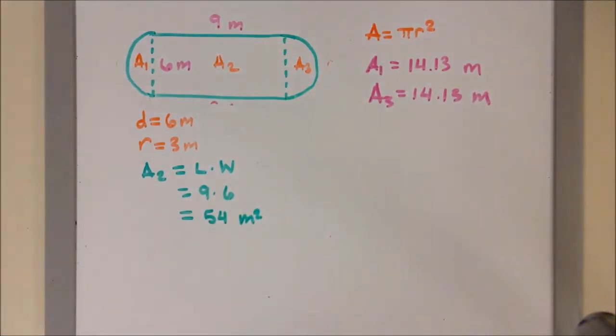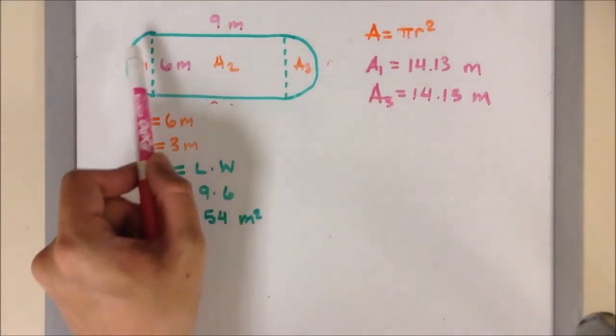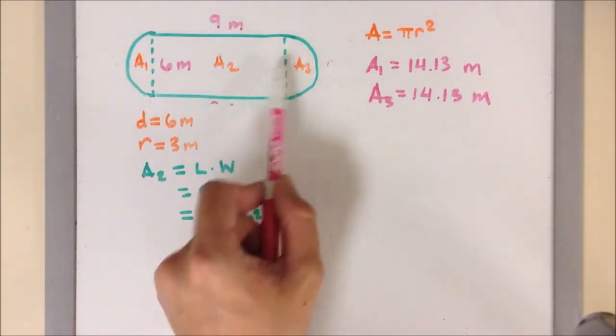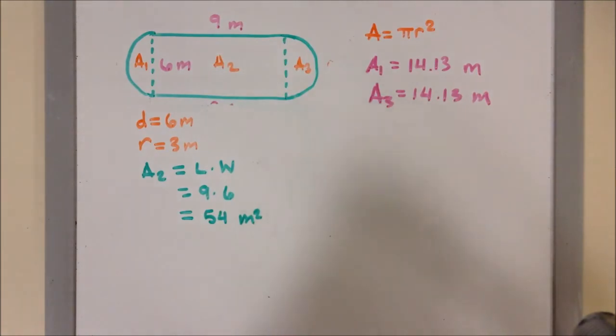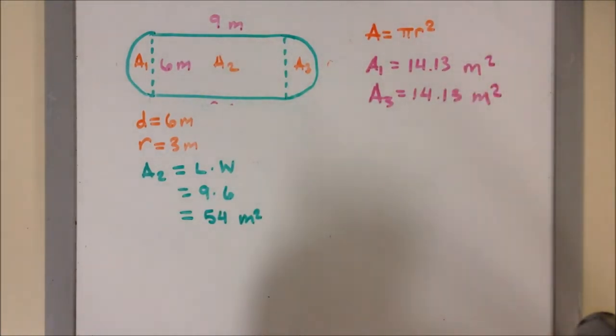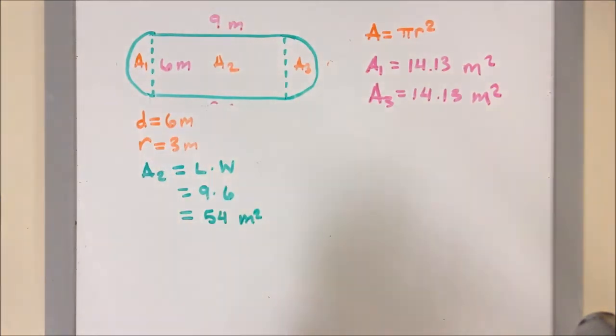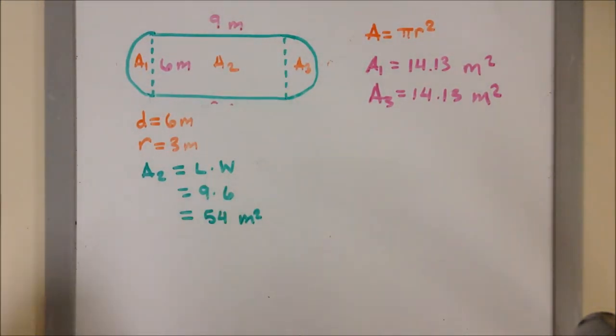Now, there's a little mistake I made. Since I'm doing area, since I did the area for this circle and did the area for that circle, this is supposed to be meters square. So that's my mistake. Make sure to remember that. Since I'm doing area, it's meters square. Here, A2, it's 54 meters square. Now, basically finished.